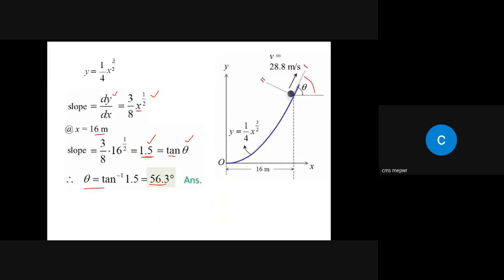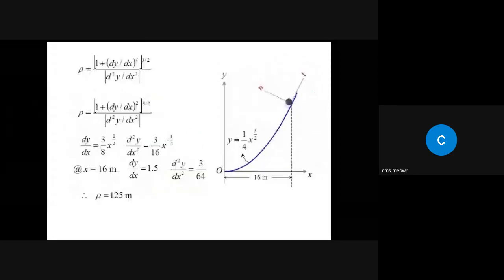Now we need one more thing: the angle which acceleration makes, and the magnitude. As we have dy by dx, we need d square y by dx square. This is dy by dx, this equation, and this is the second derivative. Put x is equal to 16. Once you do so, dy by dx becomes 1.5 and d square y by dx square becomes 3 by 64. When you put it over here, you get rho is equal to 125.